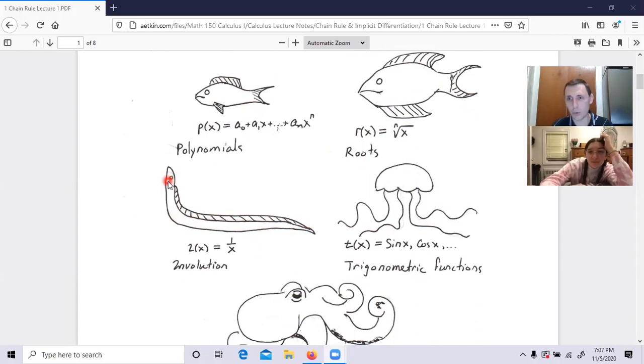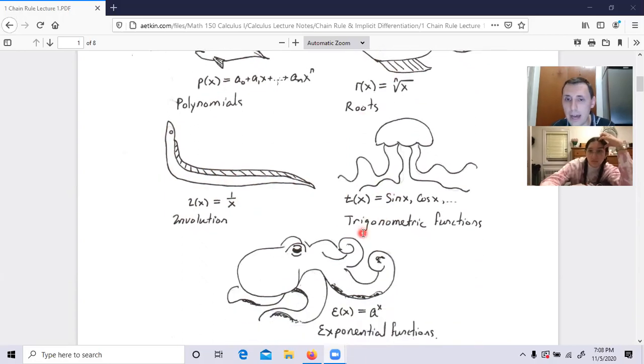Involution sounds to me like urj, and urj is a particular type of snake, so it looks like an eel to me. Okay, so we have involution functions like 1 over x. Altogether, involution, polynomial and radical fish form the class of algebraic functions. Pretty much those three fishes you were familiar with, hopefully, at the very beginning of the semester.